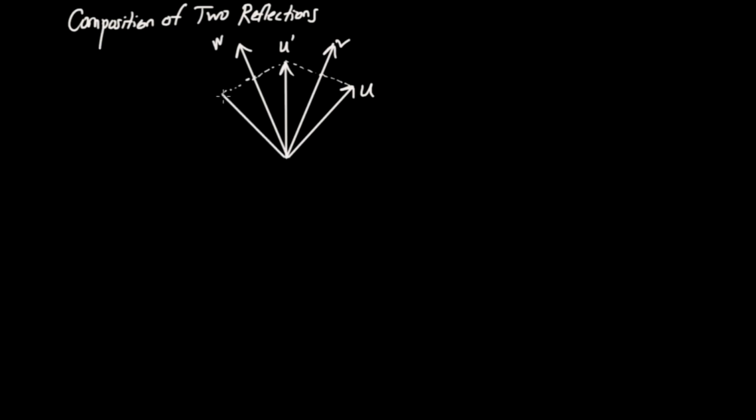And then the newly reflected vector, which I'll call u double prime, is going to look like that. So that's what's going on pictorially. Now let's do it symbolically. So we're going to start with u. We're going to reflect it through v to generate u prime.